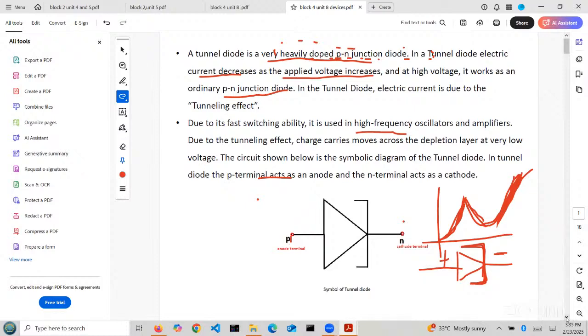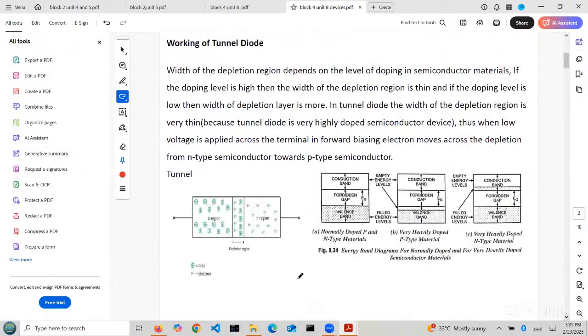Next, we will see the working of the tunnel diode. In general, just observe the second diagram. In the second diagram, we have the valency band and the conduction band. The gap between them is called the forbidden gap or energy gap. This is the normal PN junction material.